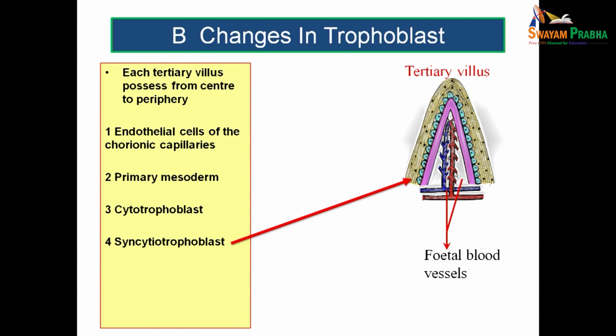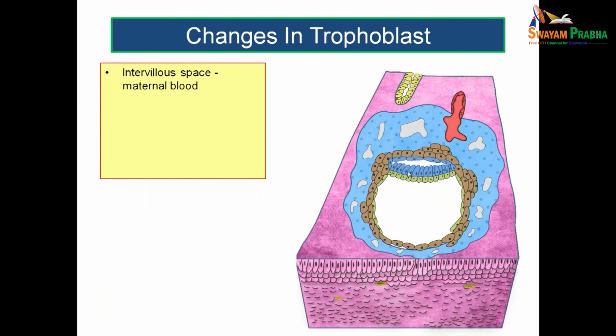So, the endothelial cells of the chorionic capillaries, then you have the primary mesoderm, then you have the cytotrophoblast followed by the syncytial trophoblast. Now, as the trophoblast is getting converted into villi, with the formation of villi, the lacunar spaces will be the spaces which are lying between the villi. So, this lacunar space is renamed as intervillous space. The same lacunar space which is lying between the villi, you call it as intervillous space, since it is lying between the villi. And this intervillous space will actually be invaded by the maternal blood.